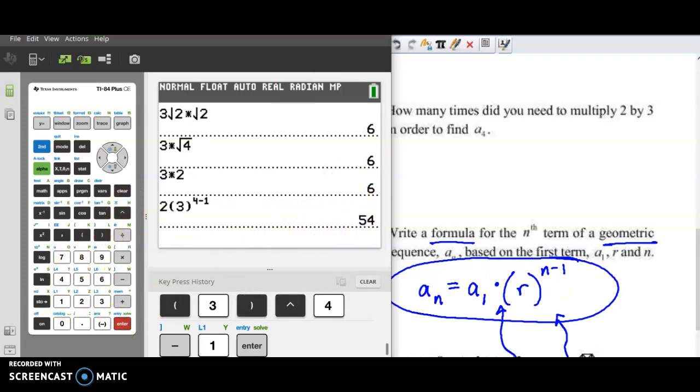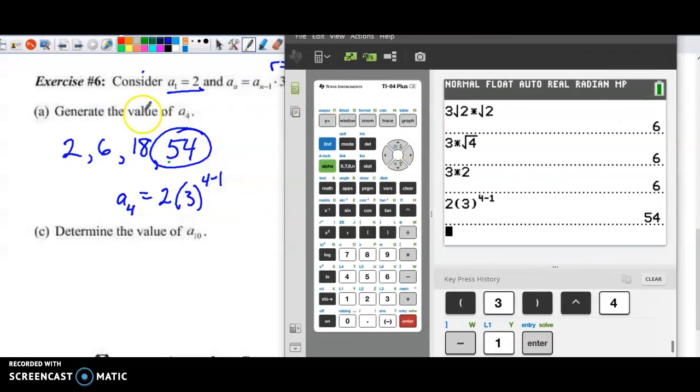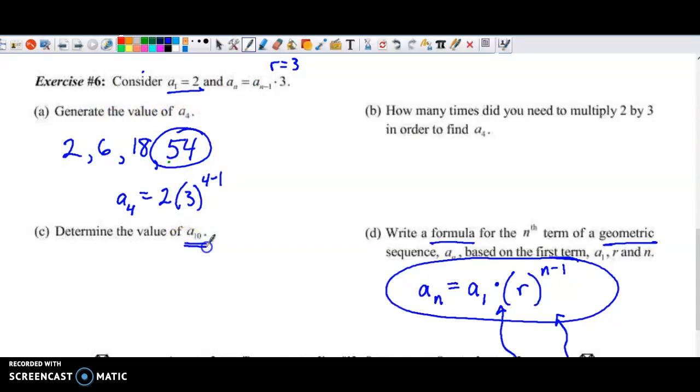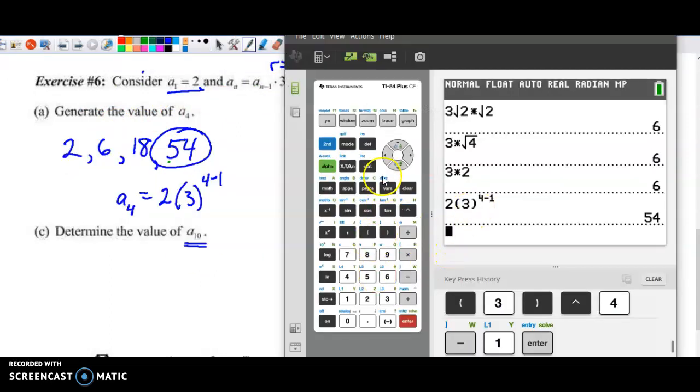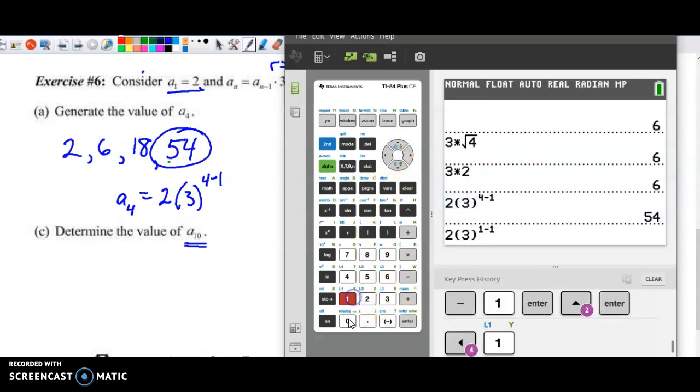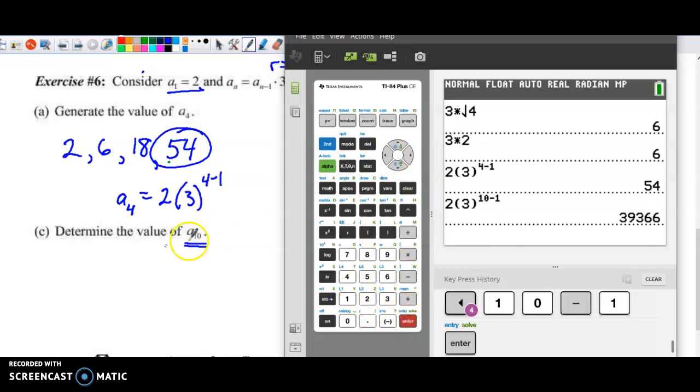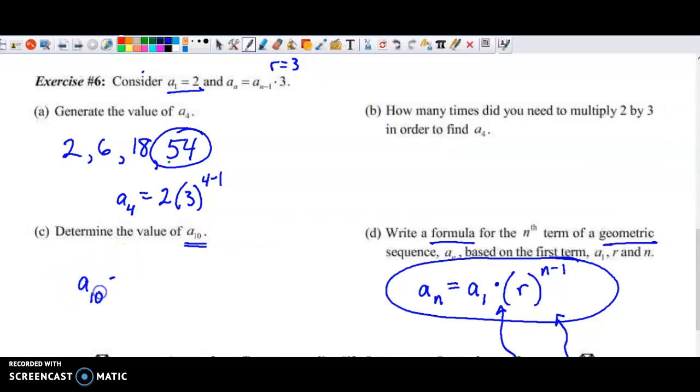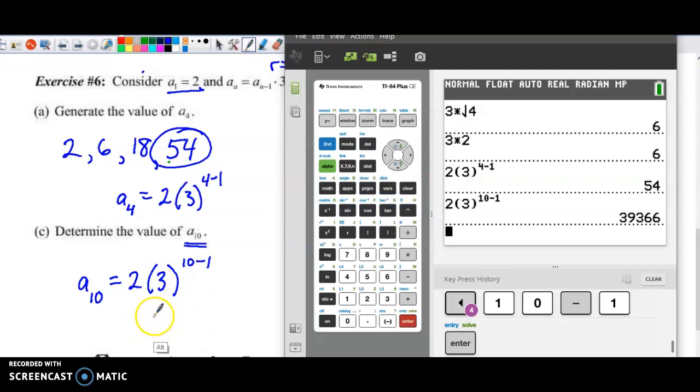There it is. And you might be sitting there and saying, well, if you could have done that by hand, why come up with a formula? Well, do you want to do this 10 times? If I go back to that formula, I can just change that 4 to a 10. So again, a subscript 10 is equal to 2 times 3 to the 10 minus 1 power. And I already forgot, 39,366.